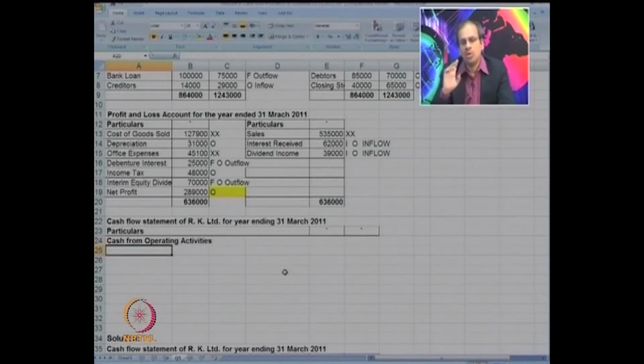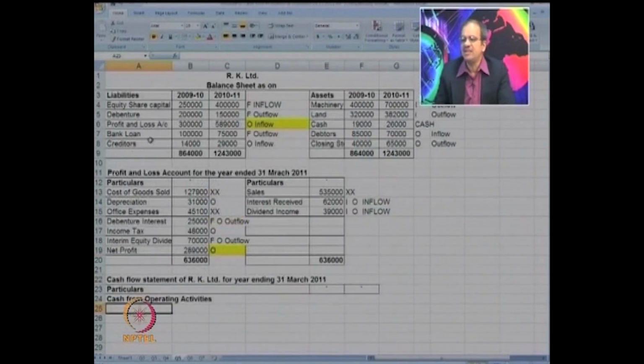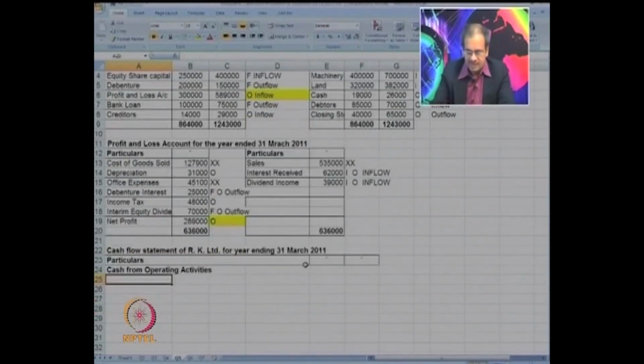Now, look at all the O items which we are going to mark. So, the first O item which we will start with is the profit and loss account balance, that is known as retained earnings or increase in P&L account. We will write it in the inner column. The amount is 2,89,000.